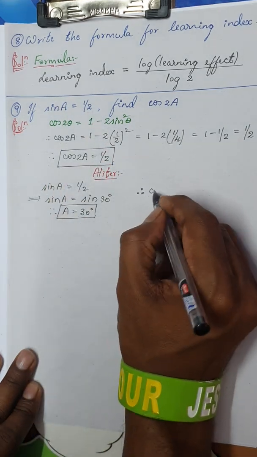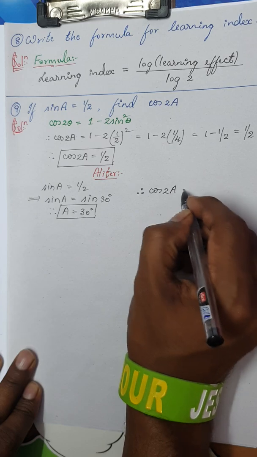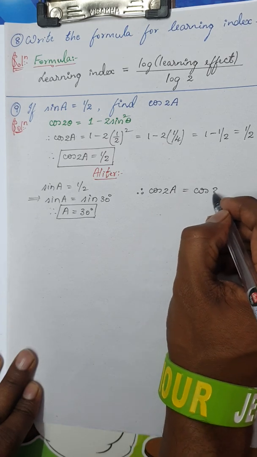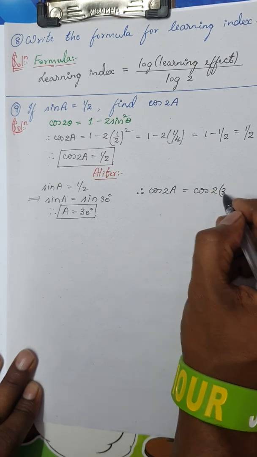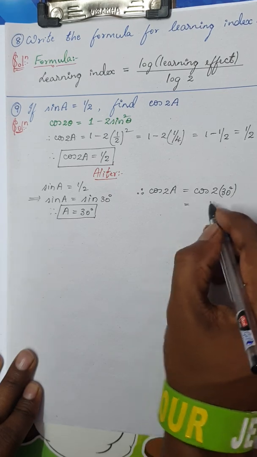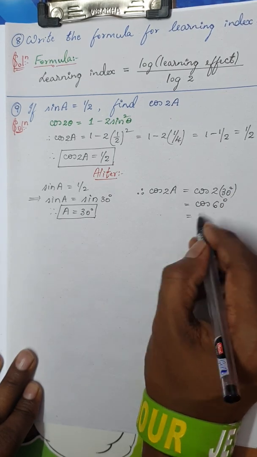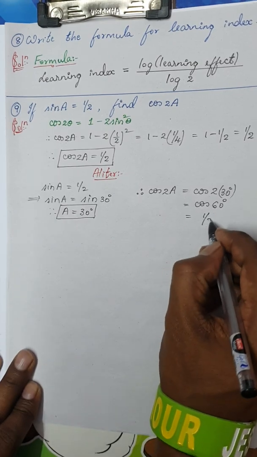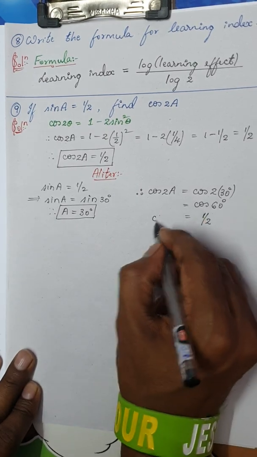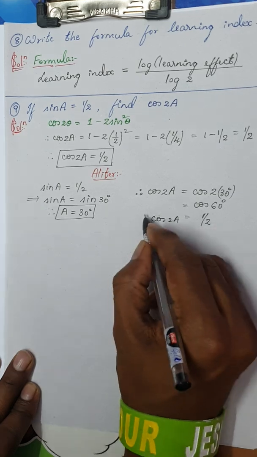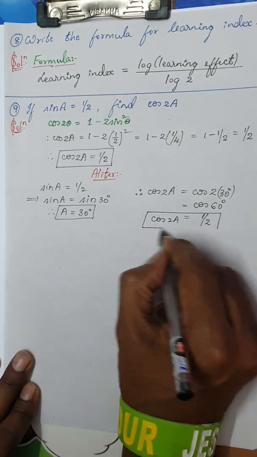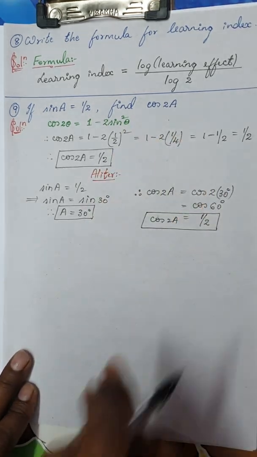Okay, therefore cos 2A is nothing but cos 2 times what is A? It is 30 degrees. So this is nothing but cos 60. What is cos 60? We know cos 60 is half. Therefore you can write cos 2A is equal to half. You can check here, both the values will give you the same answer.